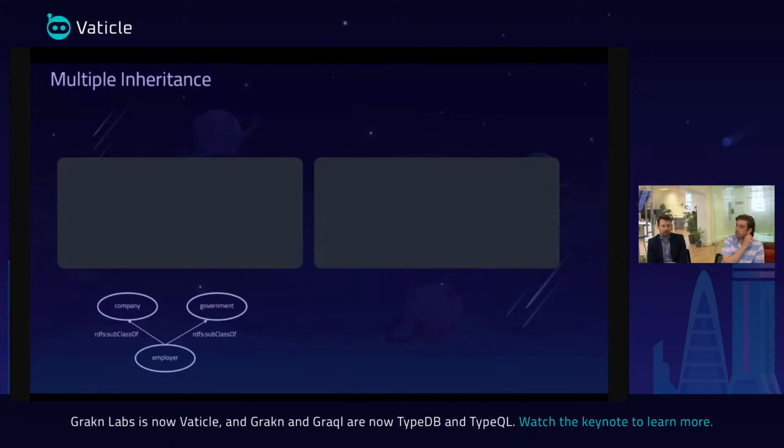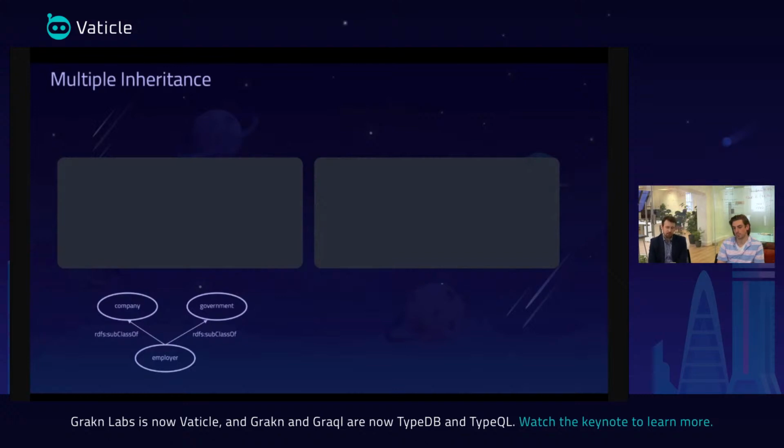Now, a common question we also get is the ability to do multiple inheritance. Something important to mention is that in the TypeDB philosophy, multiple inheritance is not supported out of choice, in the sense that we enforce single type inheritance. And let me explain why.